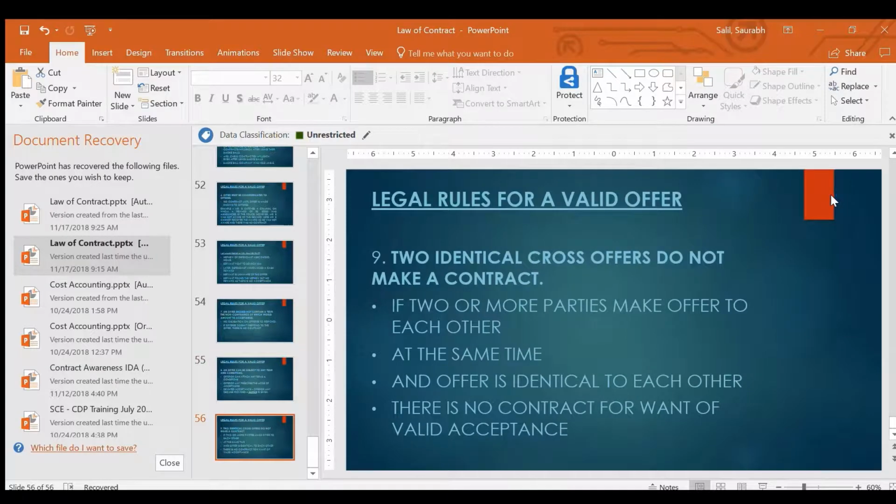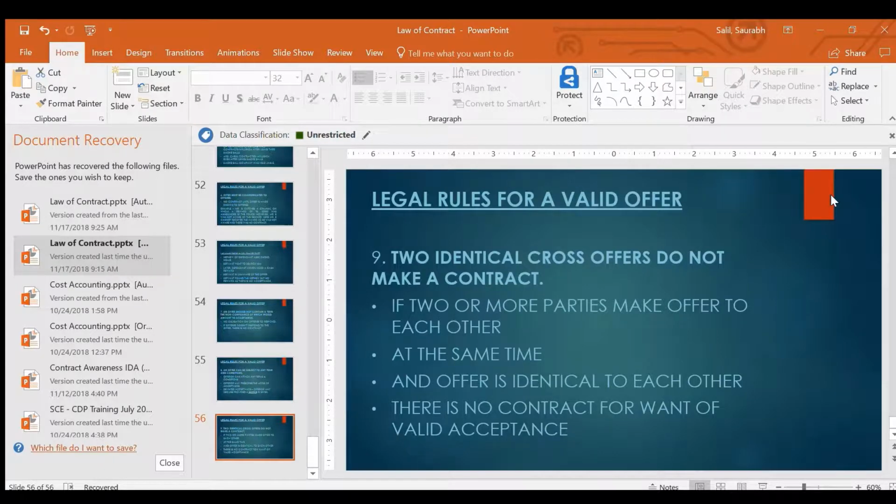Next rule. Two identical offers do not make a contract. If two or more parties make identical offers to each other in ignorance of each other's offer, then it will not form a contract, right? So the offers should be identical, they should be made at the same time, and they should also be in ignorance of each other's offer. They both should not be knowing that the other person is also making a similar offer, right?